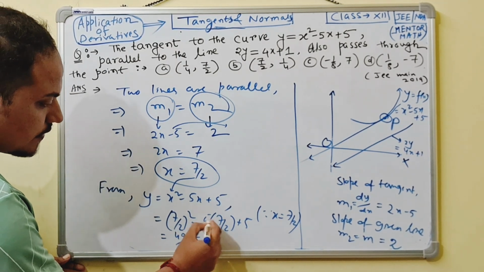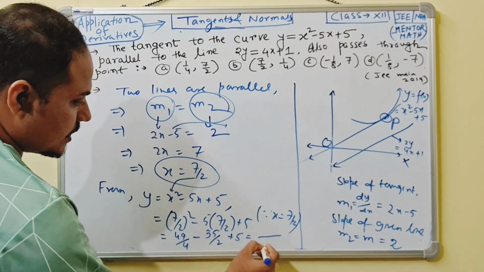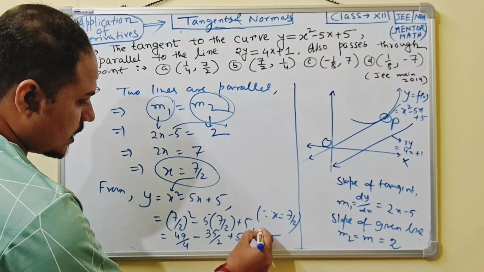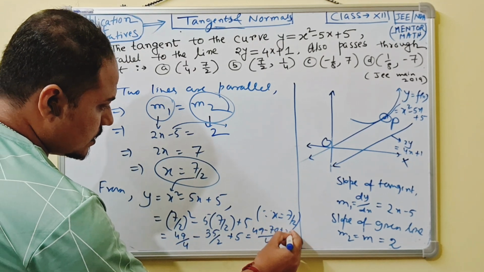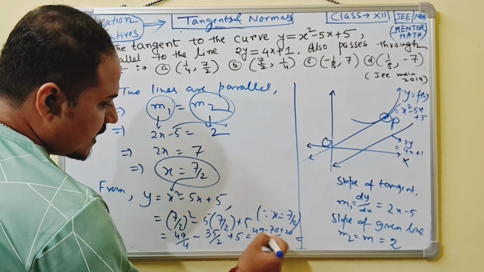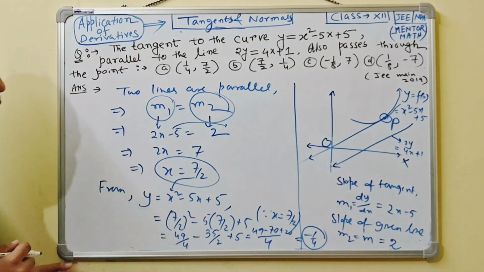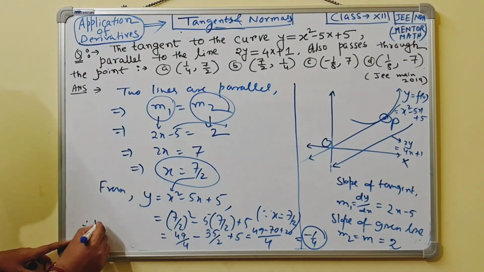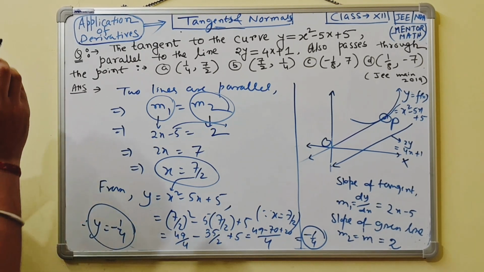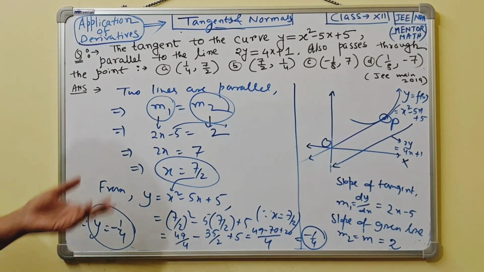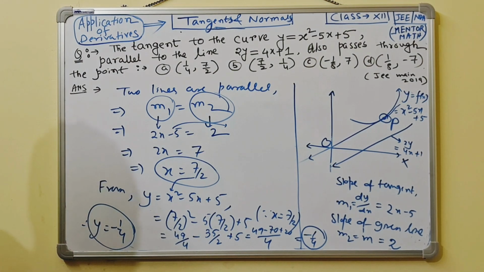Okay, so now 7 by 2 whole square, you got the value 49 by 4. Next 5 7s are 35 by 2, plus 5. You can take LCM, that is 4, and 49 minus 70 plus 20. So you got the value actually, that is minus 1 by 4. Okay, so you got the value y. So y is equal to minus 1 by 4. That means you got the value x is equal to 7 by 2 and y is equal to minus 1 by 4.